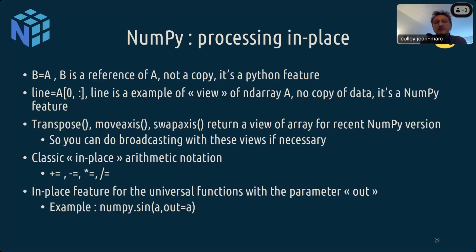Transpose, newaxis, swapaxes functions return a view of the array for recent NumPy versions. So you can do broadcasting with the view if necessary. For in-place calculation, you have the classical in-place arithmetic notation: plus equal, minus equal, multiplication, and so on. We also have an in-place feature for universal functions with the parameter out. We have an example with a sine function where you can specify the output where the result will be stored. So if you choose the same array, it's an in-place calculation.